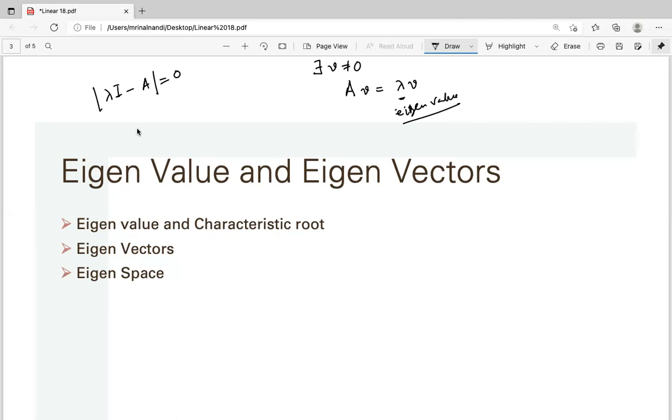Now that V is called the eigenvector. To write the characteristic equation, there is no such V. But writing in this form, AV equal to lambda V, V is there. So this V is called the eigenvector. Obviously, that V should be non-zero. The eigenvector should be non-zero.